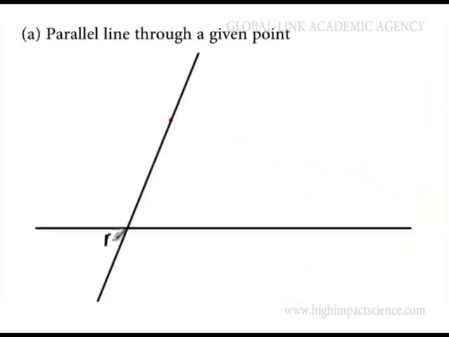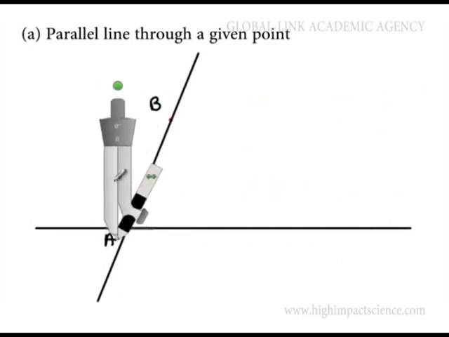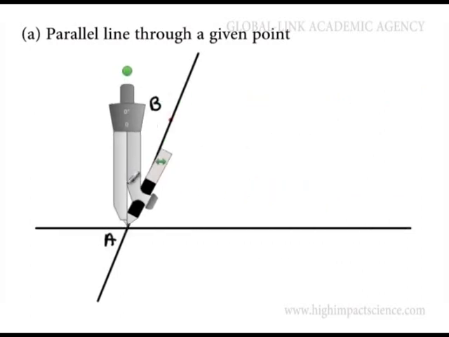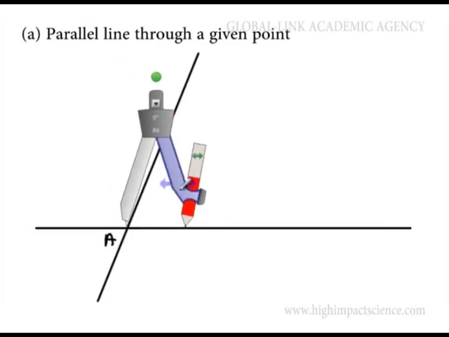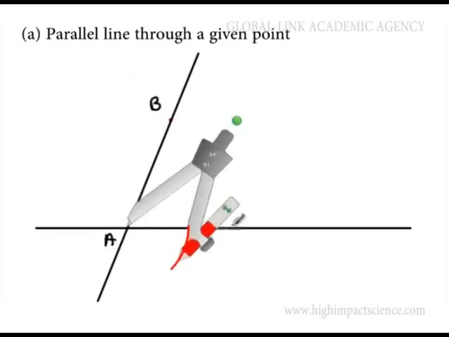Let's have this point as A and this one as B. And so basically we want to reproduce angle A at point B. Place the compass at point A. Open it and make an arc that intersects the 2 lines.